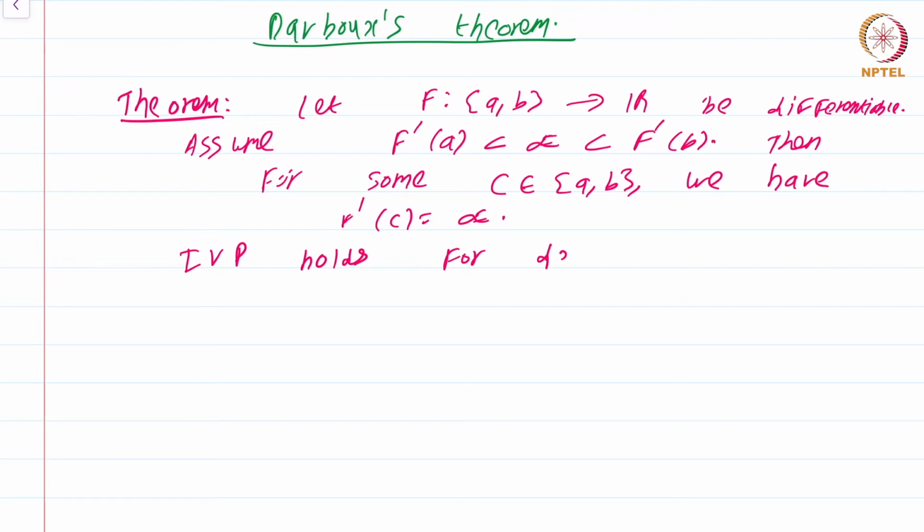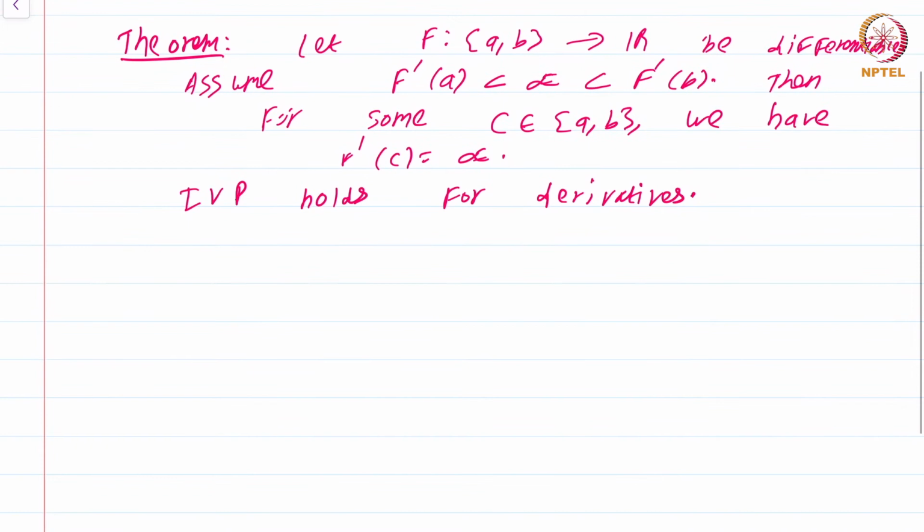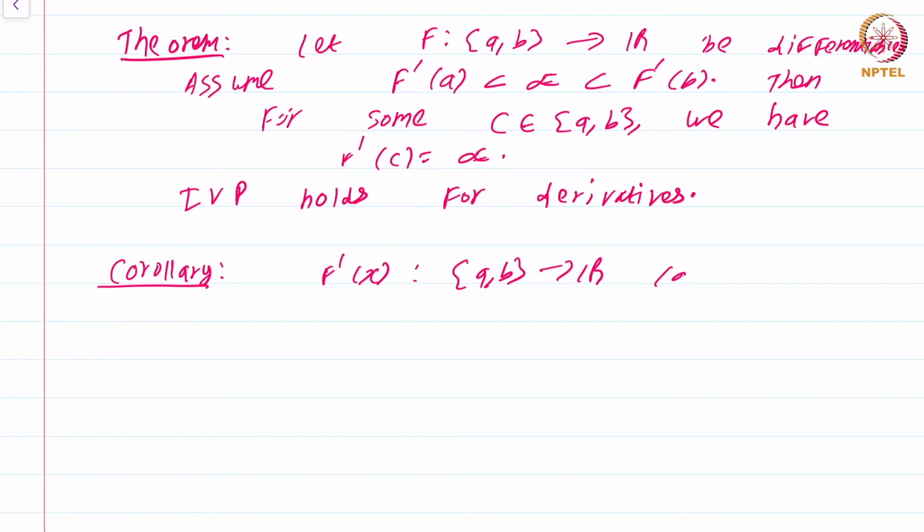Okay, before the proof, let me state a corollary. Corollary: f prime of x from [a, b] to R cannot have a jump discontinuity.